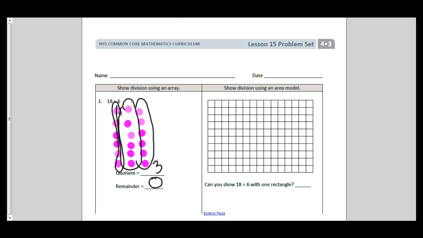an area model. Now I have the benefit of being able to use this tool that will make mine look nice and neat. You're going to have to use your pencil and do it very neatly. So since it's 18 divided by 6, I'm going to have a width of 6. I have to count down 6 squares. 1, 2, 3, 4, 5, 6. So this will be 6, 12, 18.